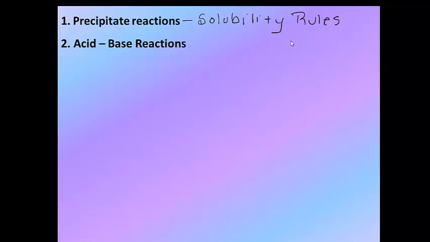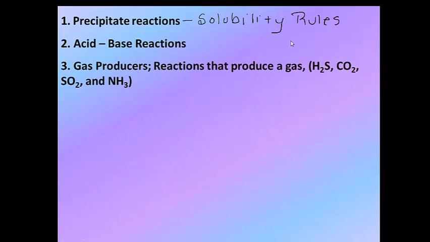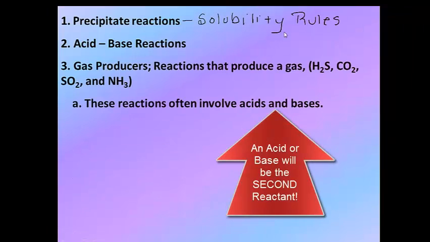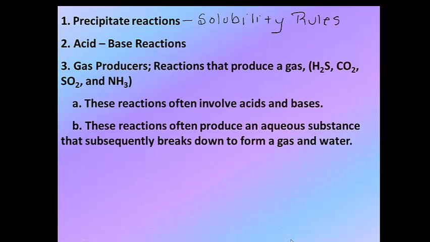Acid-base reactions are real simple also. What's not so simple are the gas producers. You actually have to memorize and recognize the gas producers. These reactions will often involve acids and bases, so you have to keep an eyeball open for those. These gas producer reactions will often produce an aqueous substance that is unstable, so it breaks down a second time to form the gas and water.